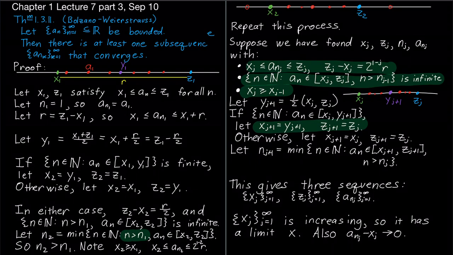And so by proposition 1.3.6a, a_nj, that's xj plus a_nj minus xj, is converging to the same limit. So that is how we get a convergent subsequence, this sequence of the a_nj's. It's obviously a subsequence, and it converges to the same limit as our xj.